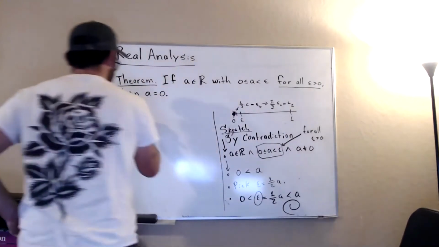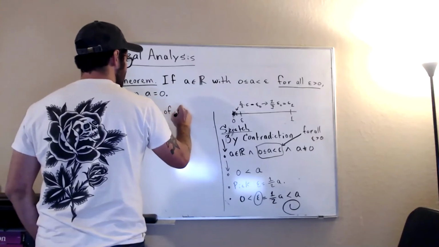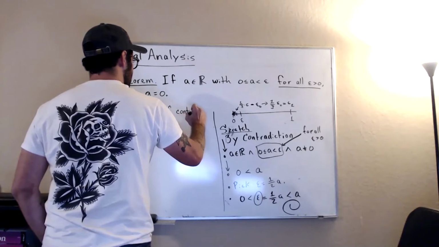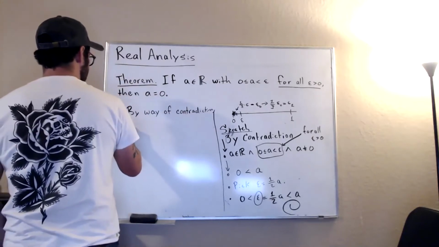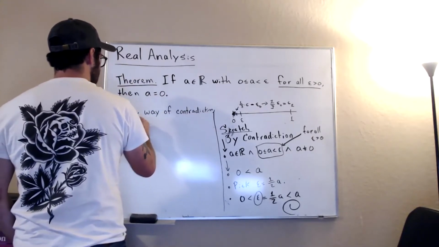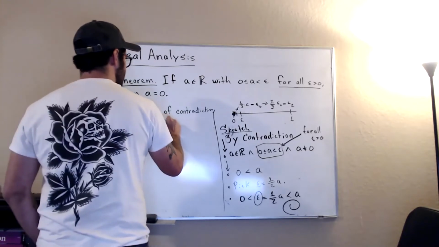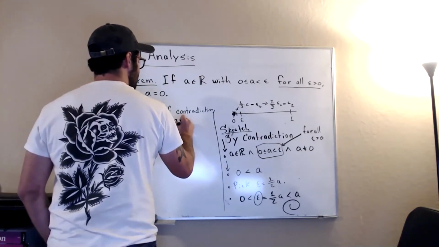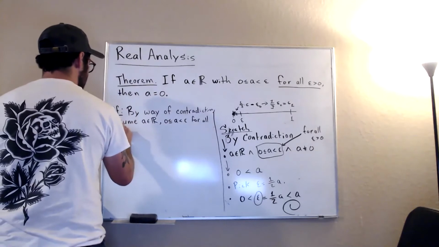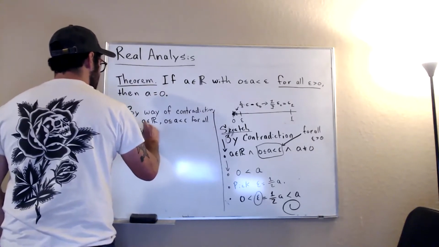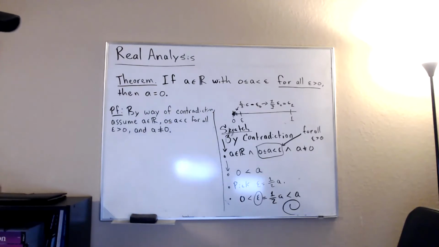So the way that this proof would work would be something like, by way of contradiction, assume a is a real number, 0 is less than or equal to a, which is less than epsilon, for all epsilon greater than 0, and a is not equal to 0. Okay?